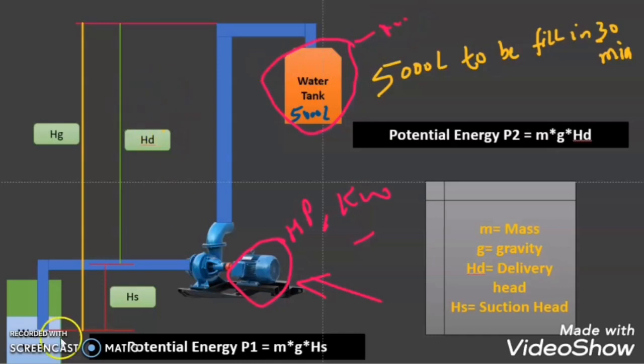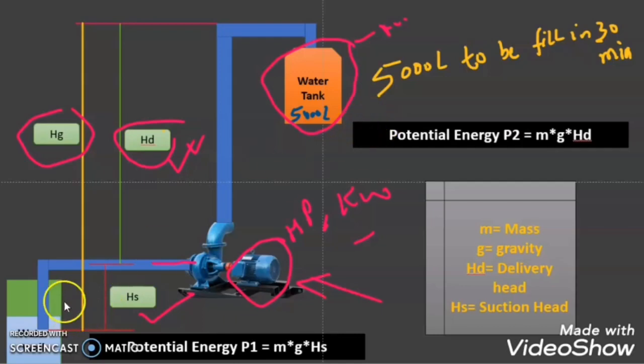As we discussed in our previous discussion, this will be the suction head, from the suction port of the pump to the sump. What is the delivery head? From the delivery port of the pump to the delivery point of the water tank, that is the delivery head. What is geometrical head? The sum of delivery head and the suction head is called geometrical head. Hope you understood this one.